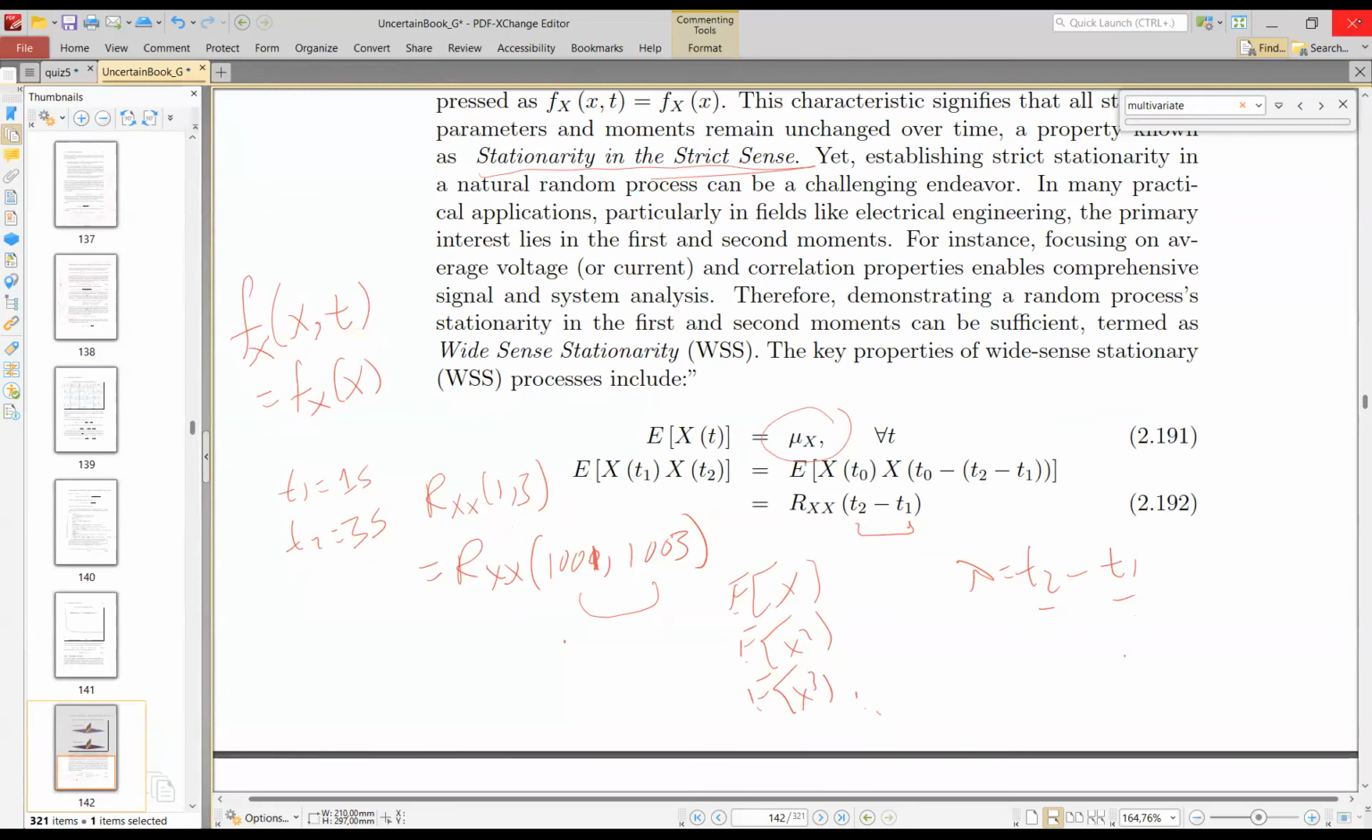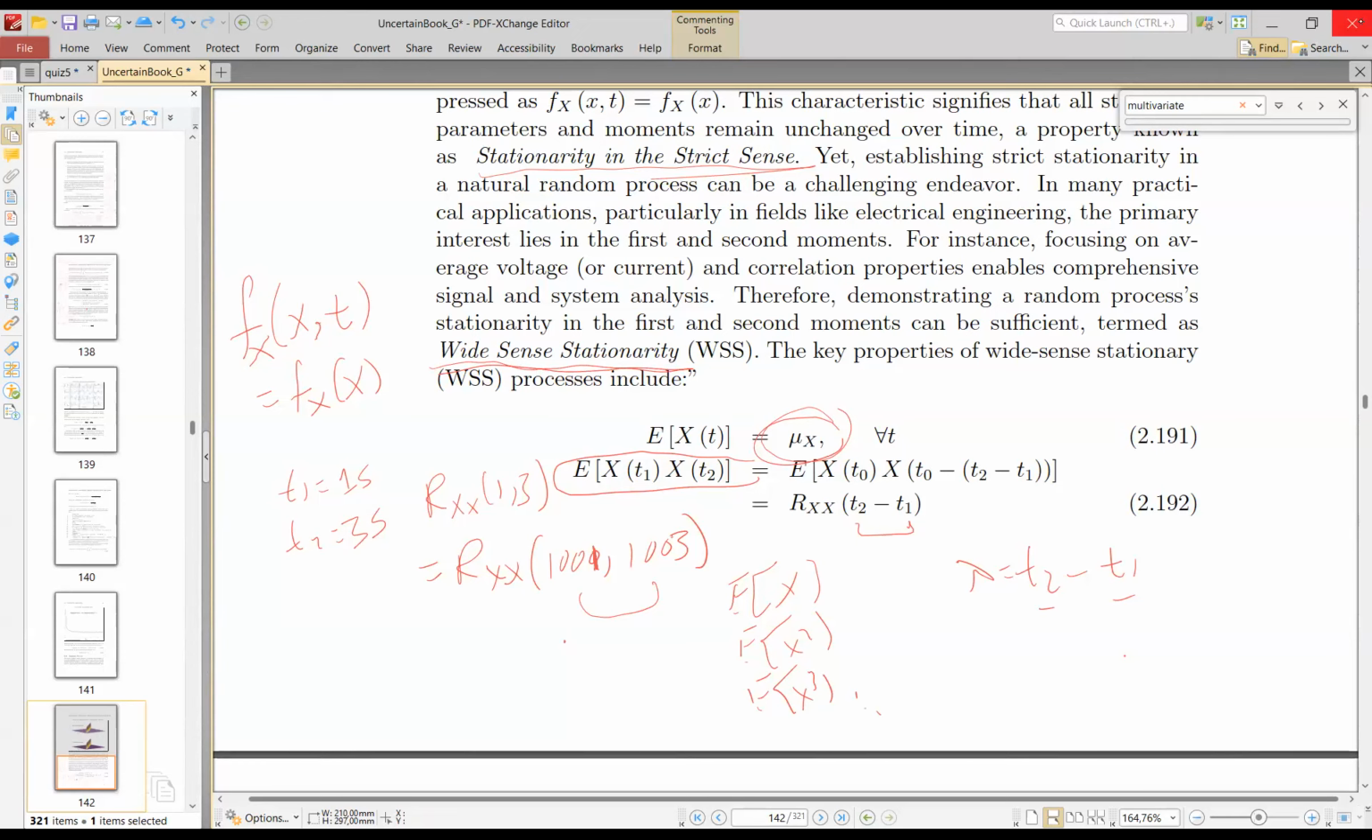However, it is hard to prove that all processes in physics are stationary in the strict sense. However, in the wide sense, only the mean and the correlation are not functions of the actual time. Only the mean and the correlation. This is called stationary in the wide sense. Fortunately, in wireless communication or in telecommunication in general, also in many other applications, we can prove that these processes could be considered as stationary in the wide sense.